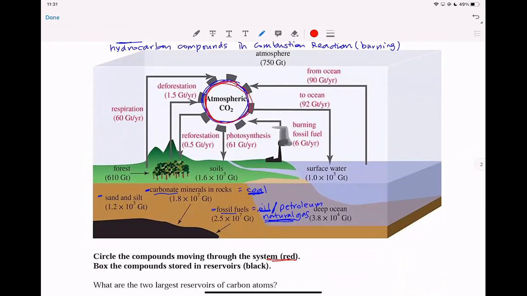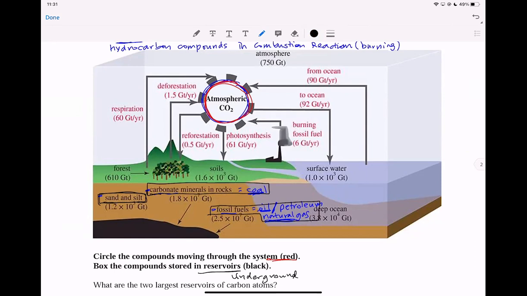Okay, and so the compounds that are stored in reservoirs, that's what's shown in black. And so that's sand and silt. That's carbonate minerals in rocks. That's coal. That's all underground. It's stored in a reservoir. And it's literally underground and in the bottom, okay? But it's also in black, so that helps. The fossil fuels, that's the oil, petroleum, natural gas, that's all stored and meant to be.